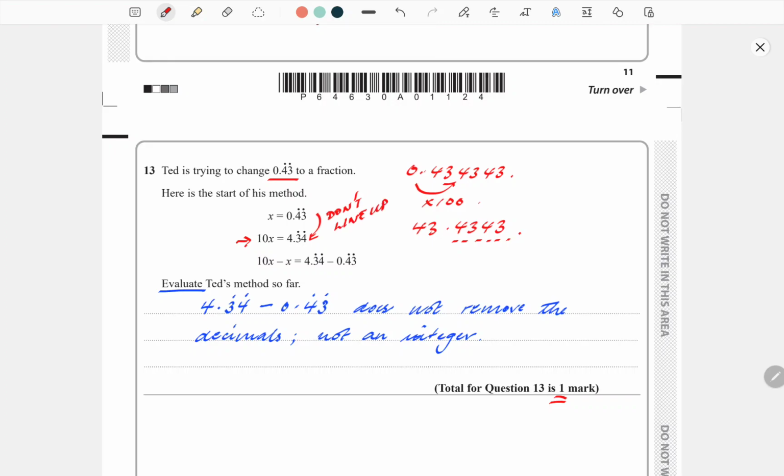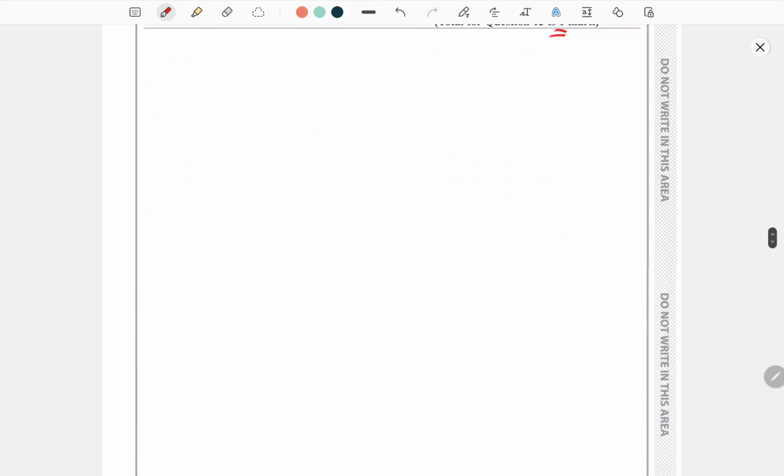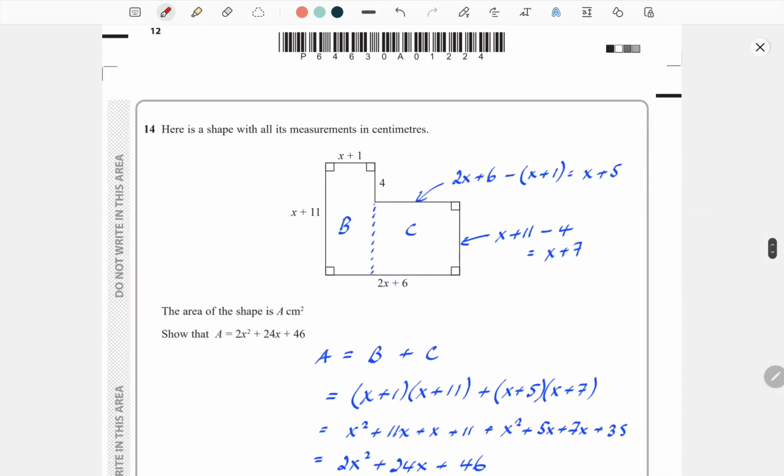All right, that is the mistake. And it says evaluate. So just say what's going on. As I've written there, 4.34 recurring minus 0.43 recurring does not remove the decimals and is not an integer number. You could have just said the decimals don't line up. Well, that's perfectly adequate for 1 mark. Right, enough said. There's a lot of talking for 1 mark.